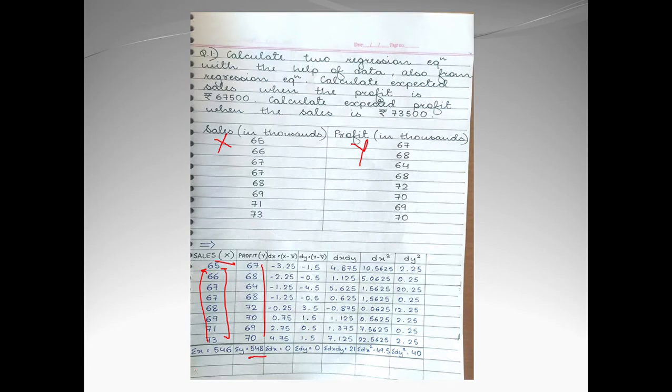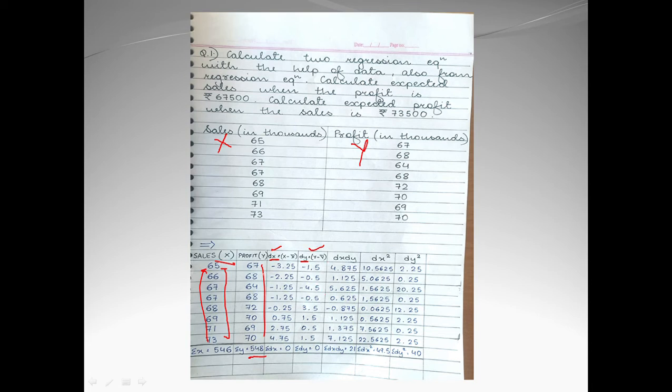Now we have to calculate the series dx and the series dy, and we will calculate it by subtracting the mean of x series from each and every number of this x series, and by doing that we have calculated the dx and the dy series respectively. So this is our dx series and this is our dy series.